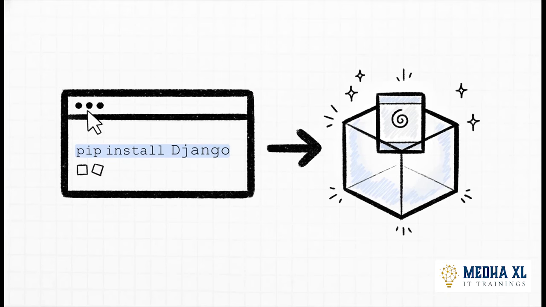First things first, you gotta install Django. We use Python's package installer, called pip, and it's just this one simple command. Now, a quick pro tip. It's always best to do this inside something called a virtual environment. It's just a clean way to keep all your project's code and dependencies separate and organized. And boom, that's it.